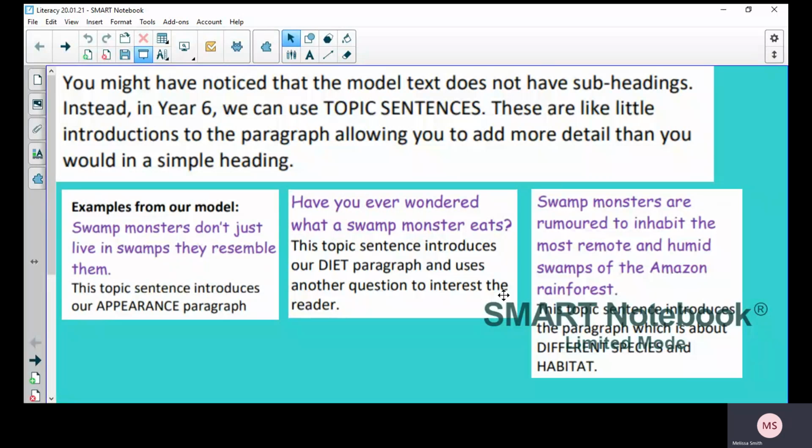You've been doing really well so far, looking at the model text, looking at the structure of the model text, identifying the different devices. So let's have a look at what we're going to be doing today.